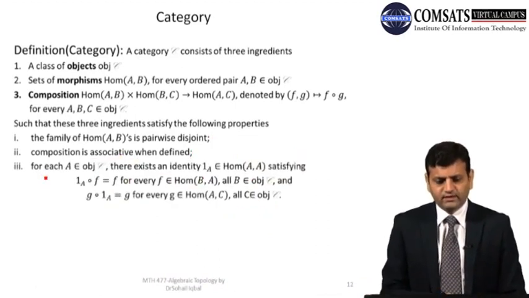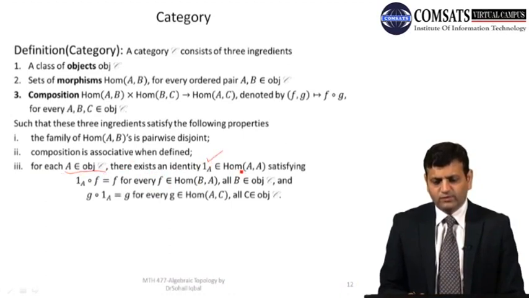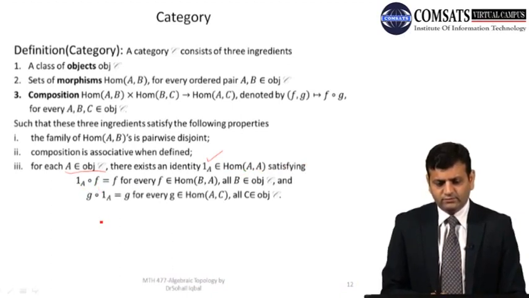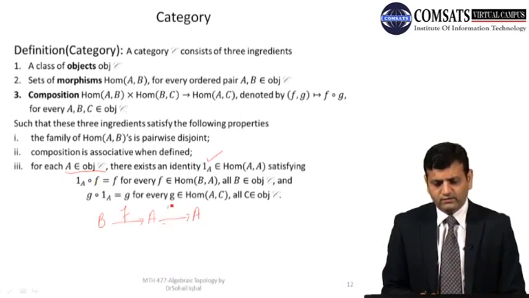The next condition is that for each object A belonging to the objects of the category, there exists an identity in the set of morphisms from A to A, satisfying the following condition. If I have f from B to A, and I start from f and compose it with the identity of A, then this composition is nothing but f. So if I start from an element b of B and take its image under f and then apply 1_A, this is the same as f of b.